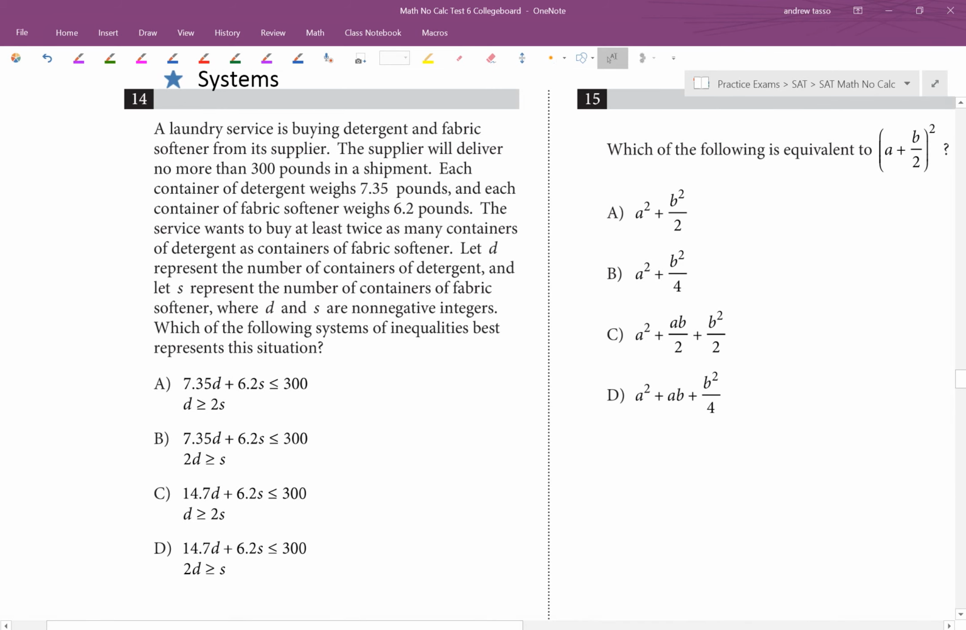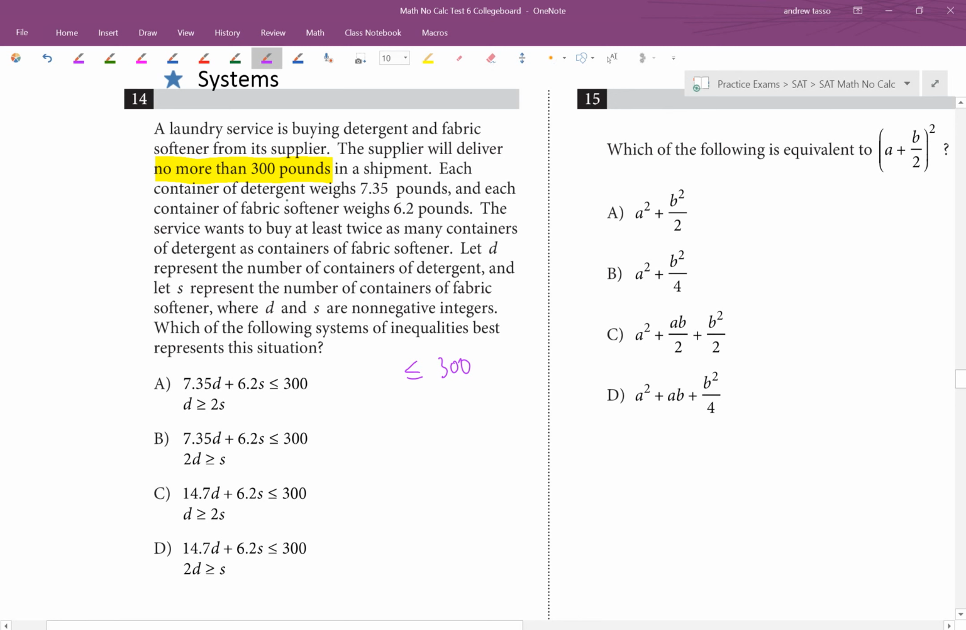For problems with a lot of words like this, I like to just highlight the important parts. Some of it will be kind of obvious. That first sentence, for example, I probably don't even read, because it's not going to tell me anything enlightening. It's not going to provide any numbers. The supplier will deliver no more than 300 pounds. Right away, I know that no more than means it could be less than or equal to 300 pounds. Anytime I see anything greater than, I'm going to cancel it out, which I don't in this case.